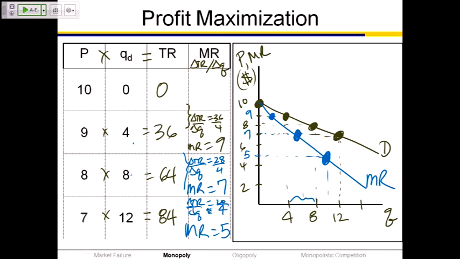But a monopolist is facing the entire market demand curve. The monopolist isn't facing just a little bitty chunk of that demand curve, which is what our perfect competition firm was doing. The monopolist is facing that entire downward sloping demand curve. And so if the monopolist wants to sell additional quantity, the only way for the monopolist to sell additional quantity is to lower the price.